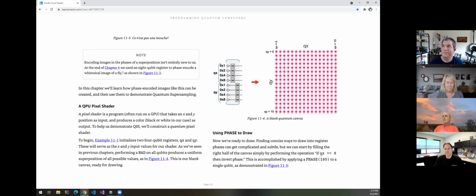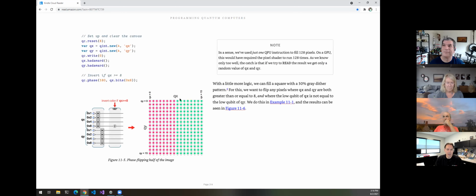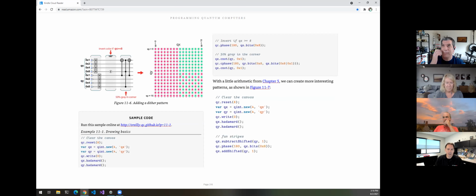And then he basically says if Qx is greater than or equal to 8, then we're going to invert the phase here. And then we get this nice screen over here. And then later on, this is where I got a little fuzzy. I was trying to follow the logic and I kept getting a little lost. I don't know if I was just getting a little too much in my head. But again, he's using some logic, and then we're going to flip it again.